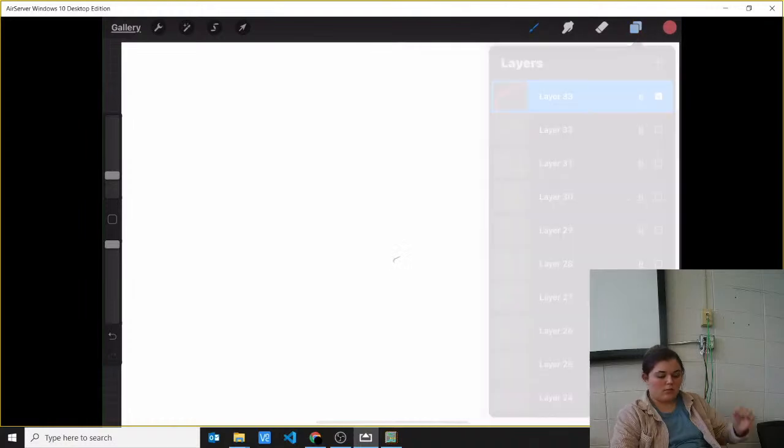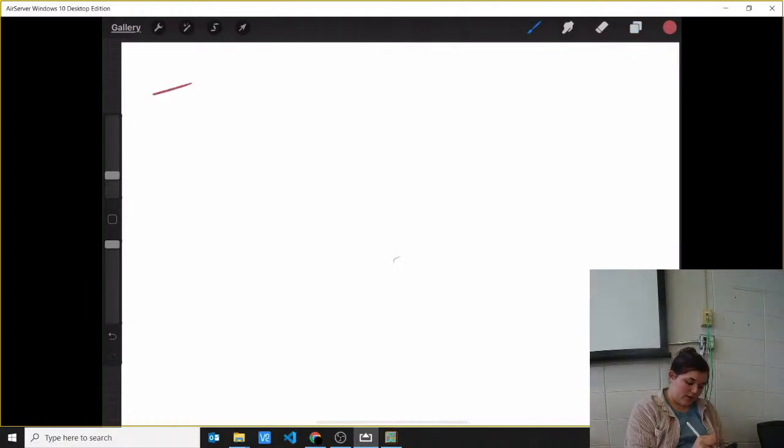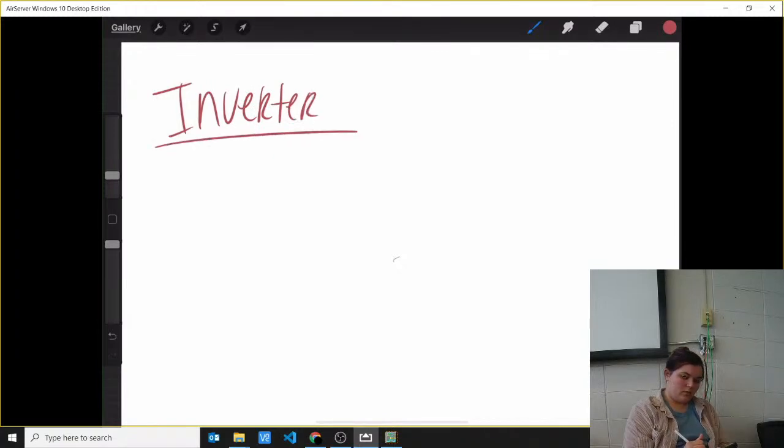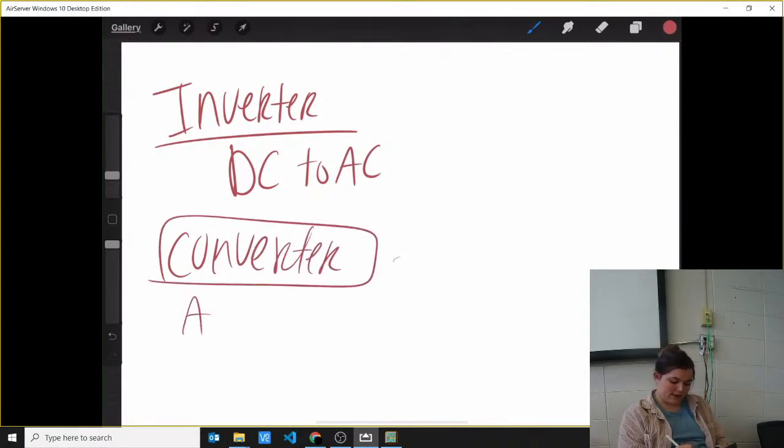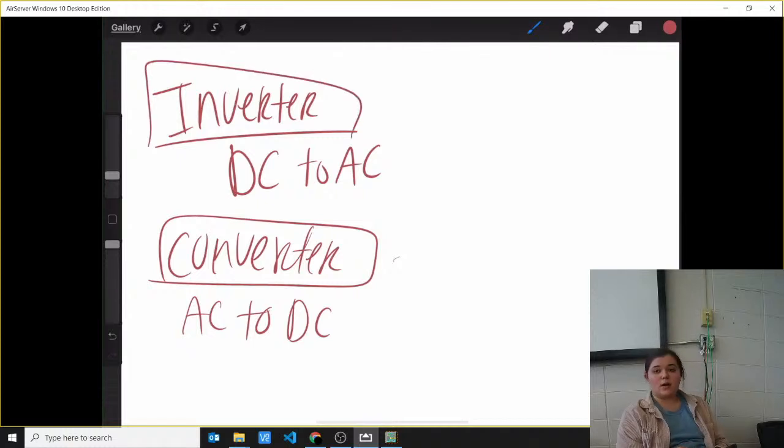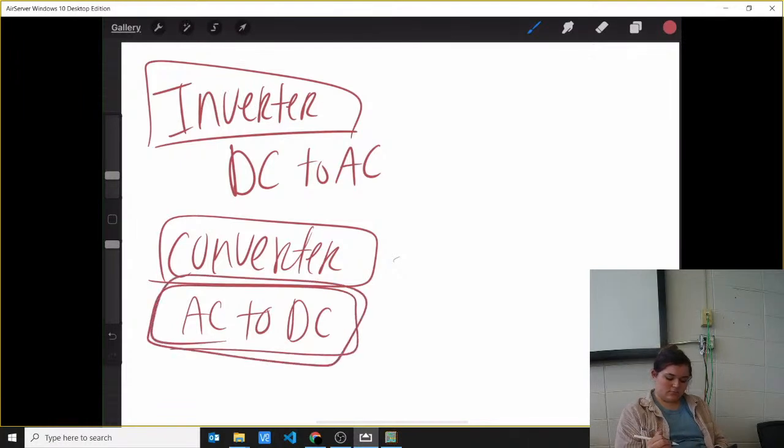There we go. So if we have inverter, it goes from what? DC to AC. And then converter is the exact opposite, which means it goes from AC to DC, right? So AC, DC, the band, remember that's converter. And then inverter is the exact opposite of a converter, right? So always remember AC, DC, the band, and relate that to converter, okay?